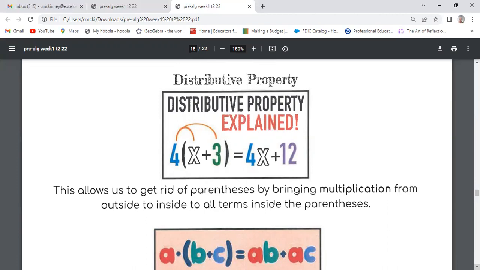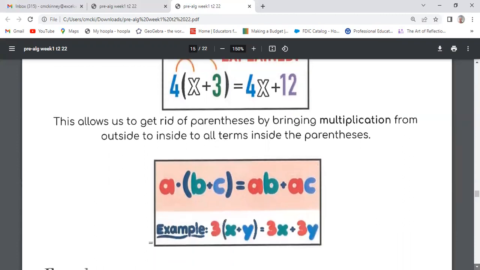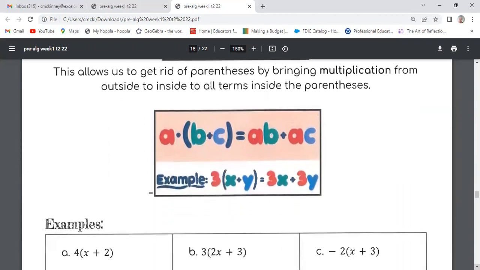So when we want to get rid of the parentheses, we're going to multiply that number that's right up against the parentheses, or it might have a dot like in the other example below here, times everything inside the parentheses. In this case, I'm saying both, but it could be more than 2 terms. So if I had A times B plus C, that's the same as A times the B plus A times the C.